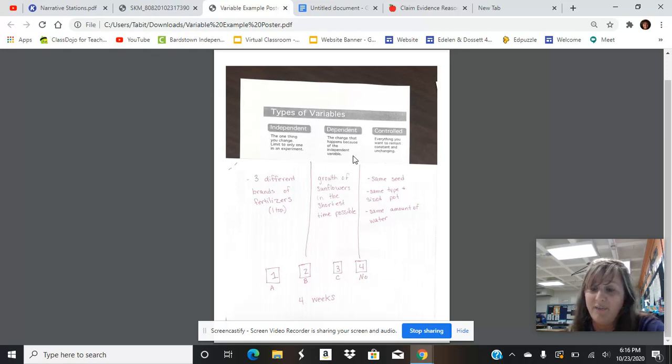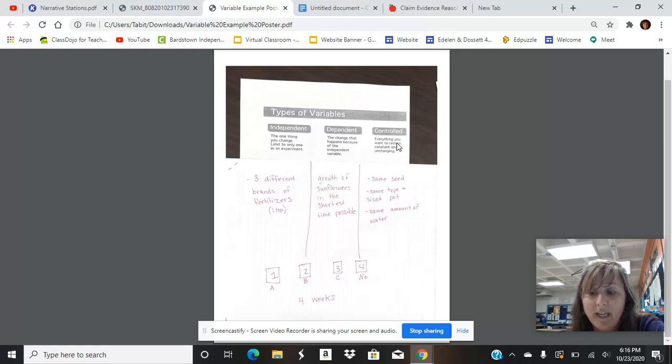The dependent variable in the experiment is the change that happens because of it. So she is measuring, and we'll look at it in the chart in a minute, the growth of sunflowers in the shortest time possible. That's what she's looking for, the change that happens.